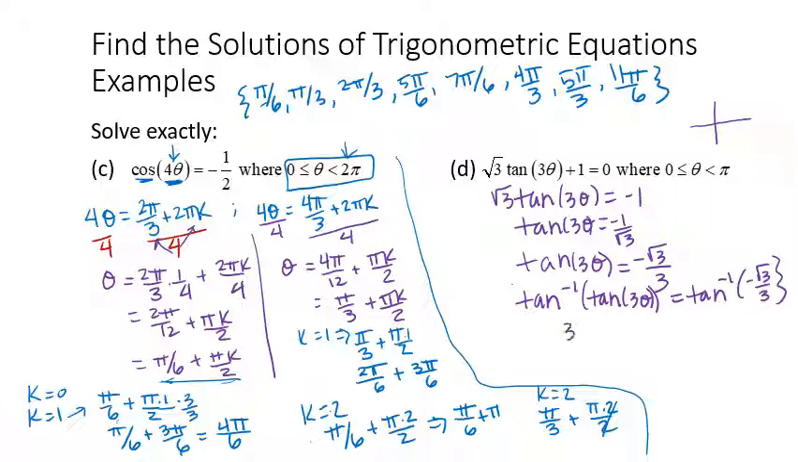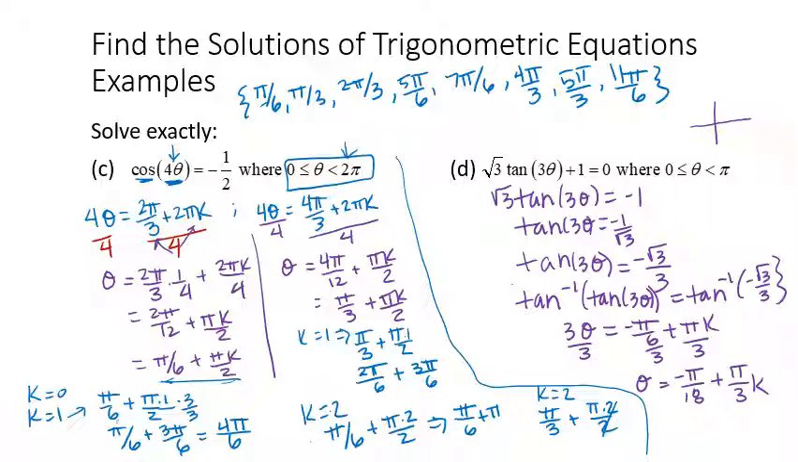And we get that 3 theta is negative pi over 6 plus pi k. All right, so now we need to think about this. This 3 is on the outside with the theta, so I need to get rid of it. To undo that, divide everything by 3. So I get that theta equals negative pi over 18 plus pi over 3 k.